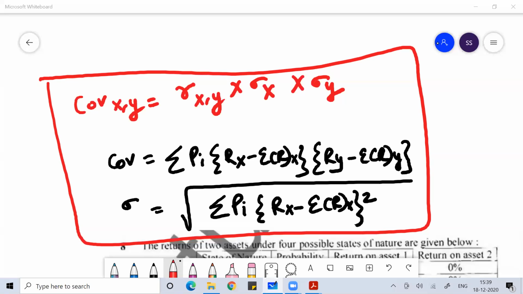So these are the tasks required to solve this question. R of xy means coefficient of correlation between x and y.